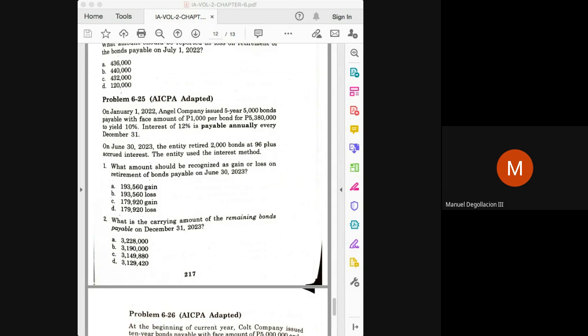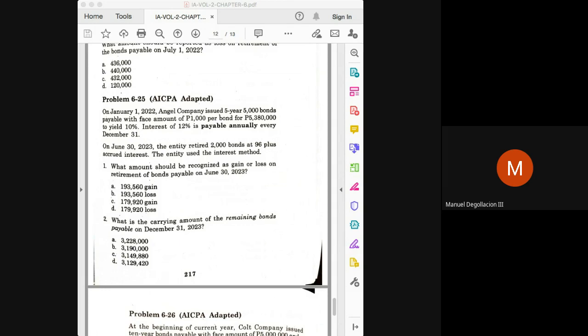With this, we will add the 318,000 with the 5 million face amount. That means the carrying amount on December 31, 2022 would be 5 million plus 318,000. That will give you 5,318,000. Okay. Alternative solution, you use the previous carrying amount, which is 5,380,000, and then you deduct the amortization of the premium in the amount of 62,000. You would still arrive at 5,318,000.